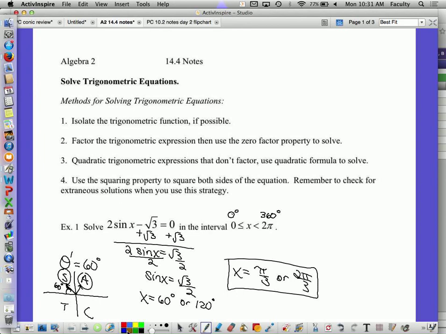I'm going to call this example 1A. And we're going to solve 2 cosine x plus 1 equals 0. Again, from 0 to 2 pi. And I want you guys to try this one on your own. See if you're getting it. Is that 2 cosine x plus 1? 2 cosine x plus 1.